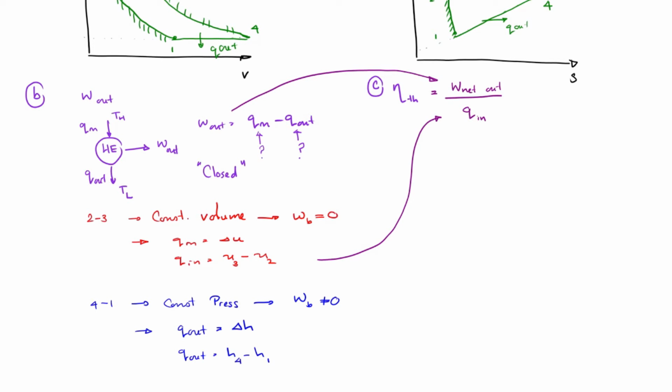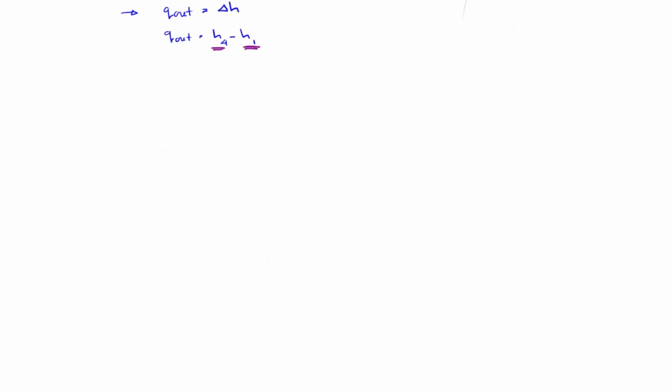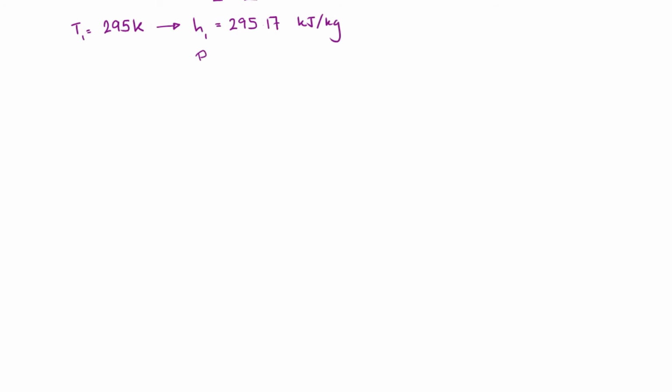Now we are going to find these internal energy and enthalpy values. Generally, for this kind of problem, what you have to do is start from a point of the cycle and find all the properties through the cycle. Now let's start from T1. T1 is equal to 295 Kelvin. So we can find enthalpy and relative pressure at that point. Remember, for an ideal gas, enthalpy is a function of temperature only. And I found these values from table A17.